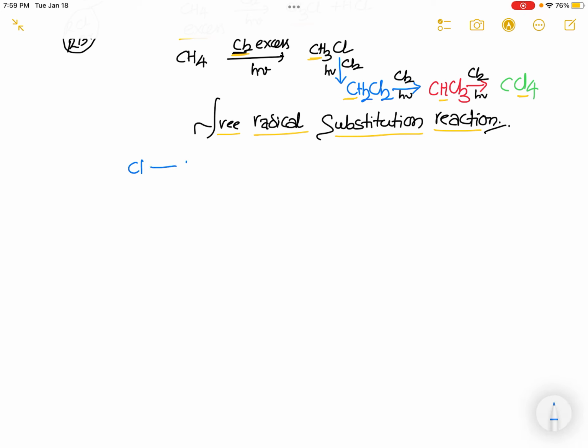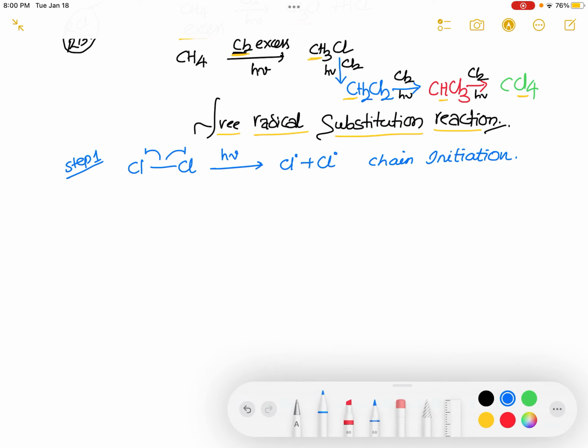The chlorine bond is undergoing homolytic cleavage in the presence of light. This is step 1. You are getting chlorine free radicals. This reaction is called chain initiation. In the chain initiation reaction, you are getting free radicals.